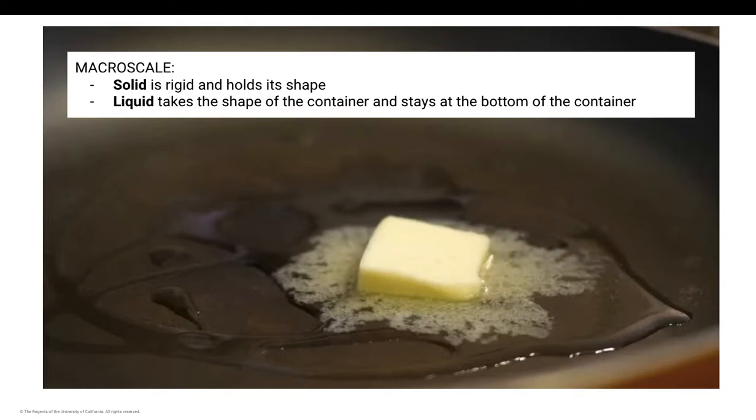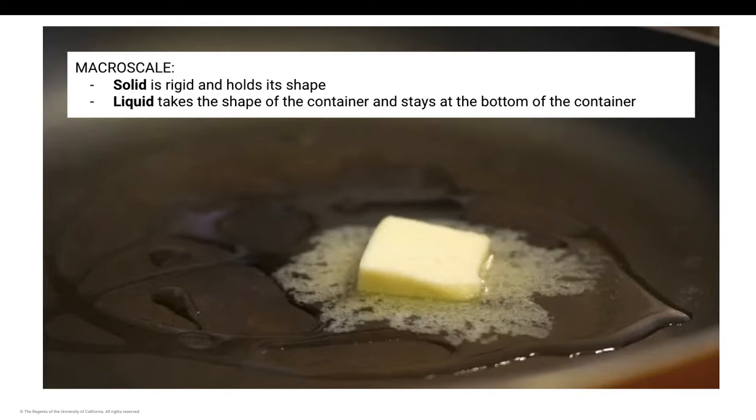You know what happens. On a macro scale, we can see that there's both a solid and a liquid. Remember, macro scale is what you see with the naked eye. So we see that there's a solid here. It's rigid. It holds its shape. And we can see that there's also a liquid here. It takes the shape of the container. It stays at the bottom of the container.